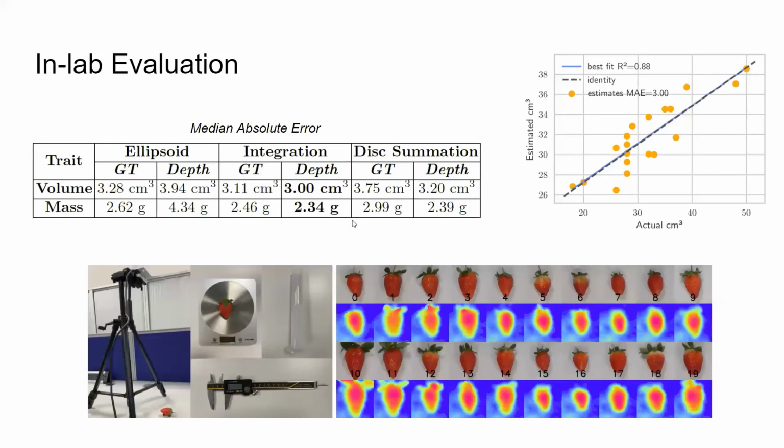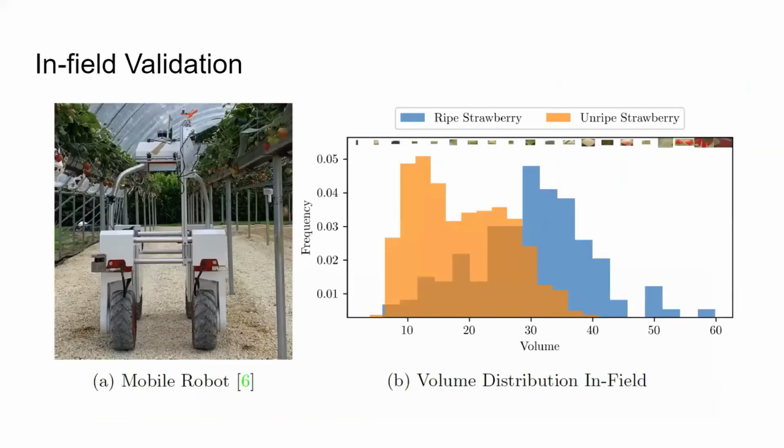These are the errors for the best methods here. And if you assume that the density of the fruit is constant, you can also estimate the mass. For a particular variety at a specific maturity stage, this assumption that the density is similar is okay. But in general, that won't be true. So this is current work that we are investigating.